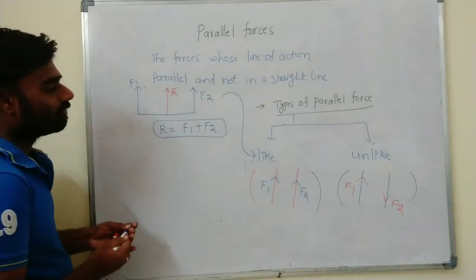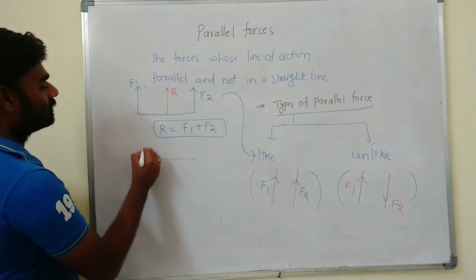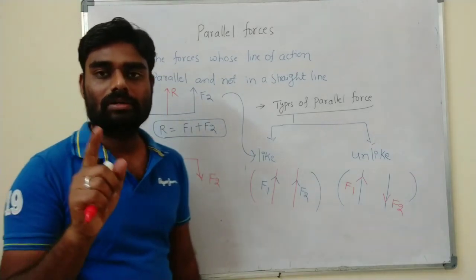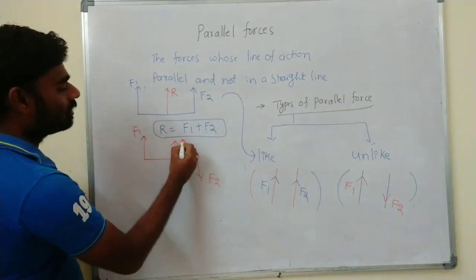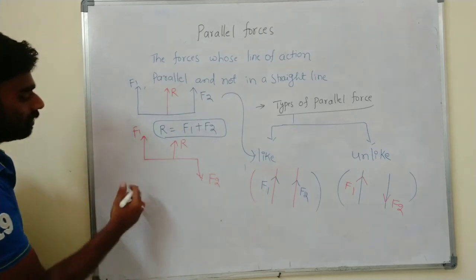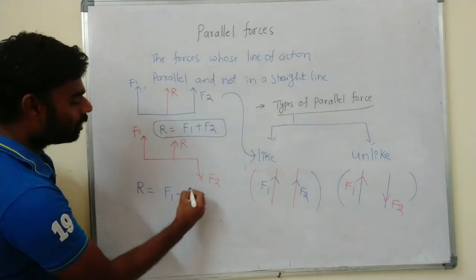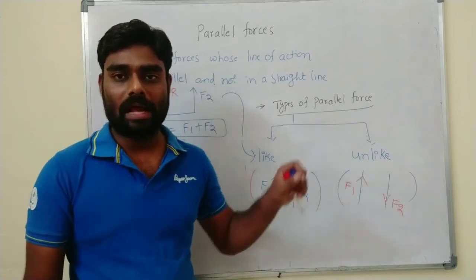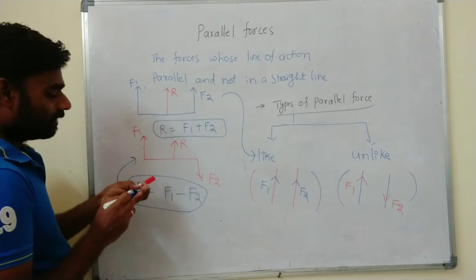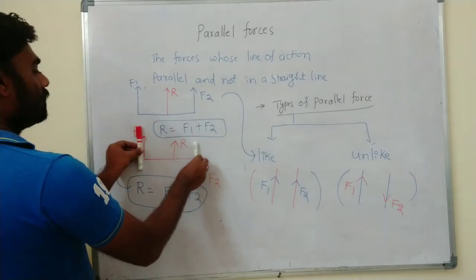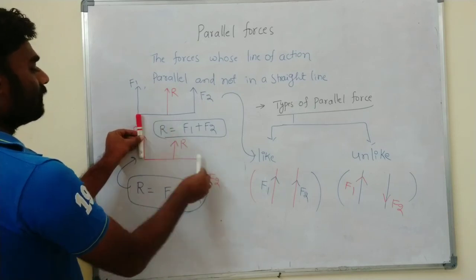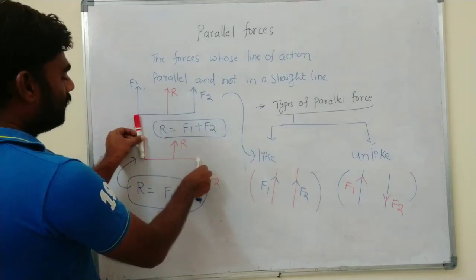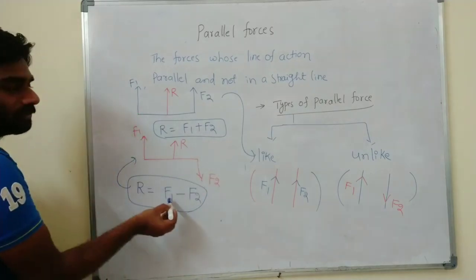Next, the resultant of unlike parallel forces. Unlike parallel forces F1, F2. These forces are acting in opposite directions, but these two are parallel to each other. The resultant of these two forces is R. What is the formula of R? Then R equals F1 minus F2. This is the resultant of unlike parallel forces. See here, F1 and F2. These forces are acting parallel to each other but in opposite directions. This is force F1, this is force F2. So these two forces acting in opposite directions means unlike parallel forces. So the resultant of force is F1 minus F2.